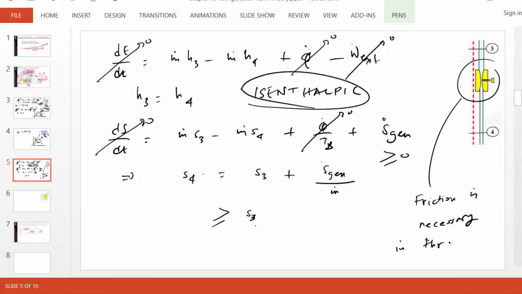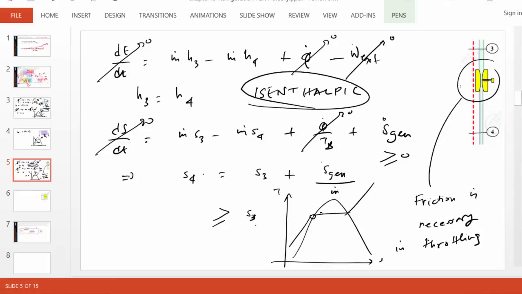This is also known as throttling. The flow is throttled. So in a throttling device, like an expansion valve, entropy increases. So in the TS diagram, let me make a small diagram here. State 3 was the condenser exit state, saturated fluid, and pressure must drop. So we must be on this low pressure line, and entropy increases. So we move to the right, and that's why it looks like this.